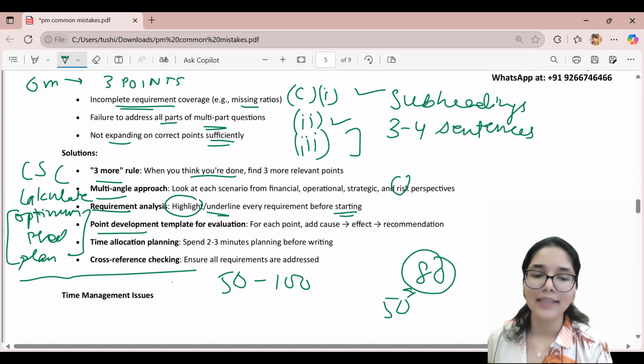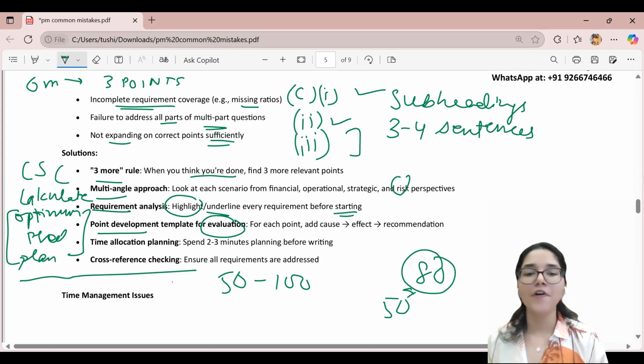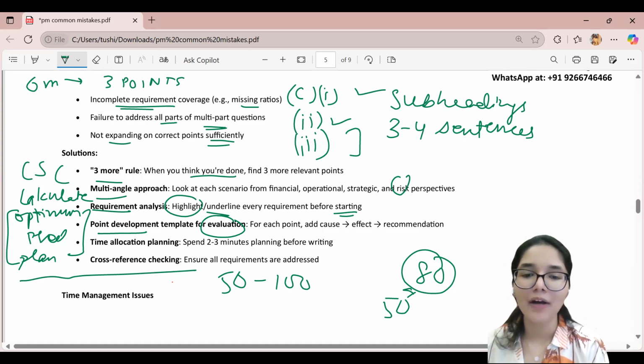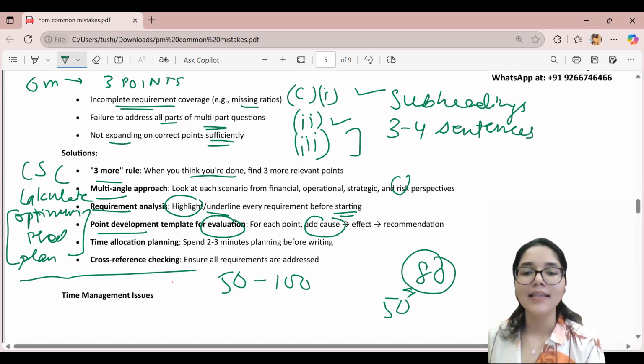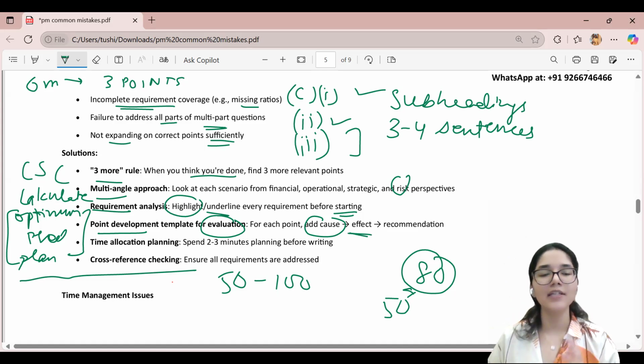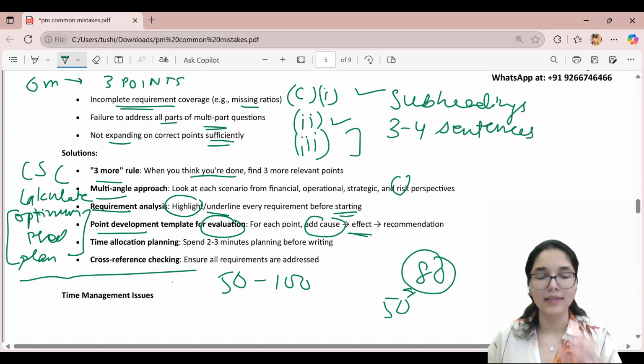Second thing is your template. What point template can you use for an evaluation? So if the question wants you to evaluate something, for every point that you try to write over there, firstly, identify what is the cause. Why will this thing happen this way? Then think of the effect, that if this thing will happen this way, this is how it will affect the company. This is what it will lead to for the company.